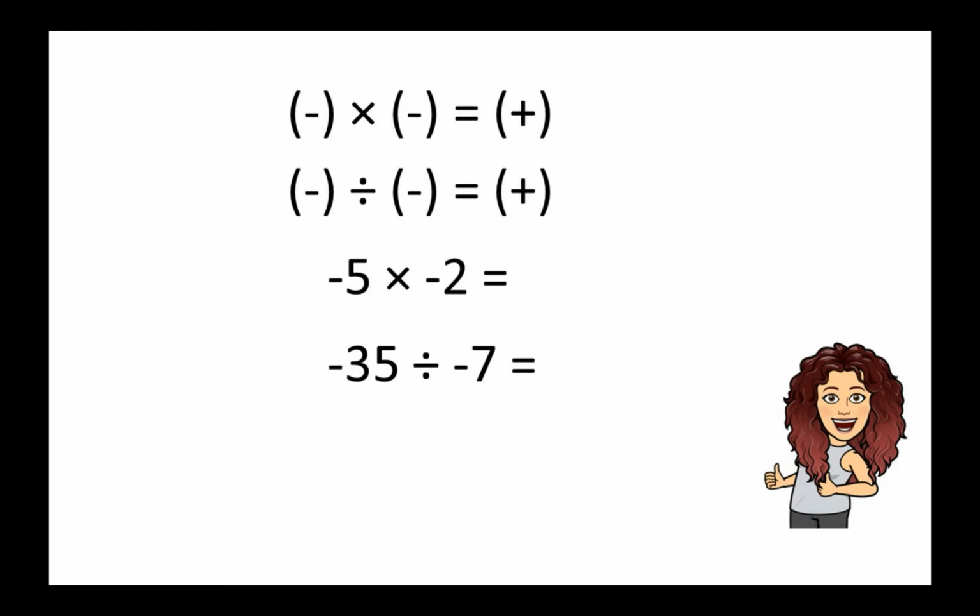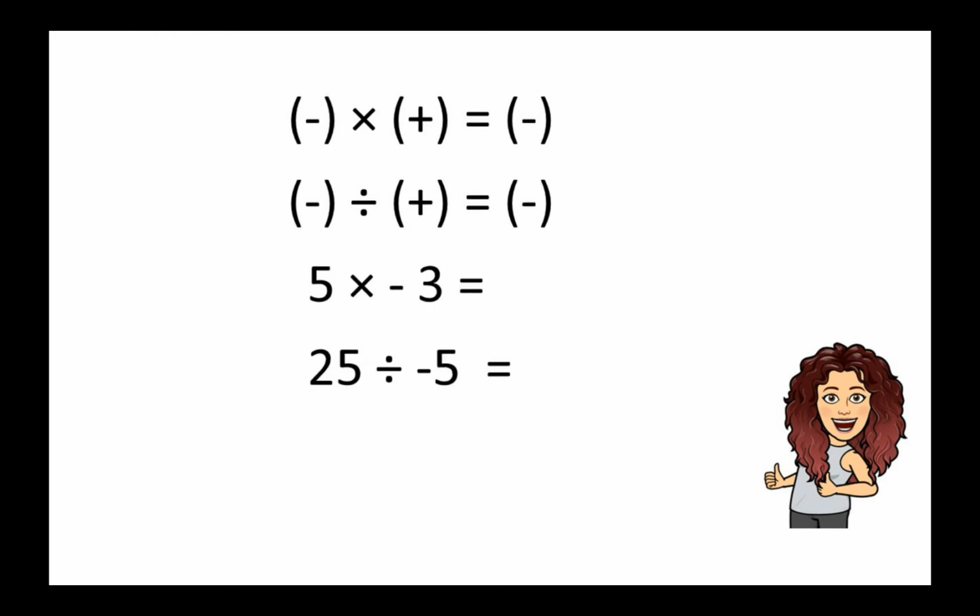The next one is we've got a negative and a negative, and exactly the same thing there. Your answer will always be positive, so you're just going to say 5 times 2. In this case, it's 10. And 35 divided by 7, and my answer is 5. And because it's negative times negative, my answer will be positive.